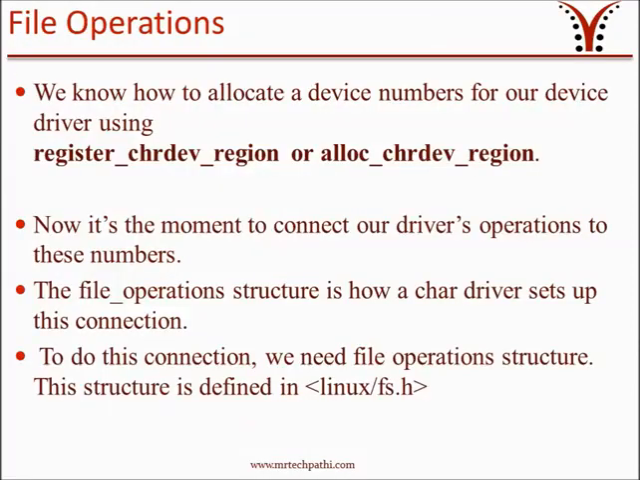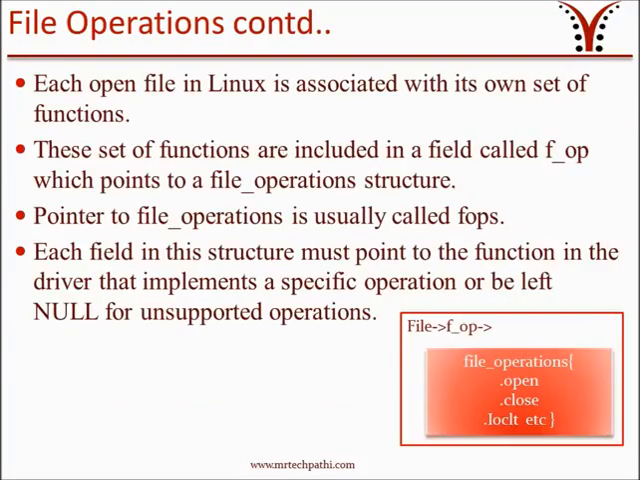From earlier sessions, we know how to allocate a device number for our device driver using register character region or allocate character region. Now we need to connect our device driver operations to these numbers. To establish this connection, we need the file operations structure. This structure is defined in the Linux header file fs.h. Each open file in Linux is associated with its own set of functions. These set of functions are included in a field called f_op, which points to file operations structures. In short, we call the pointer to file operations as fops.